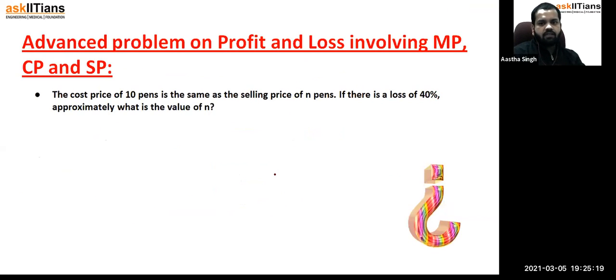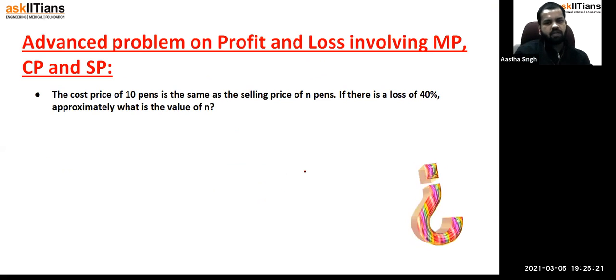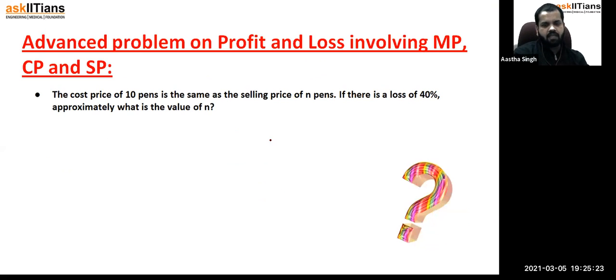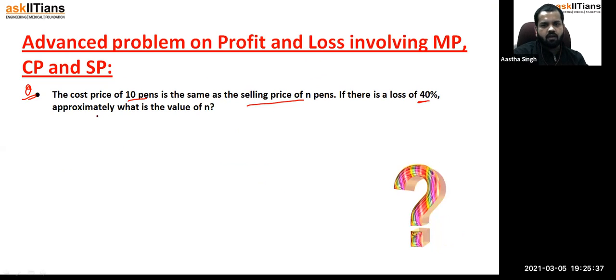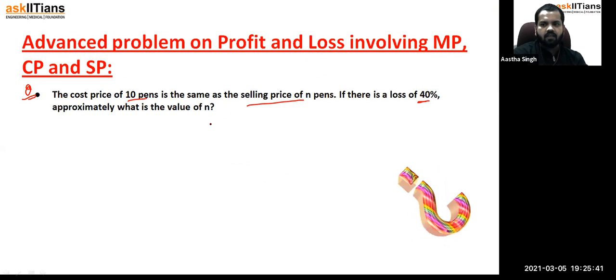So yeah, advanced problems on profit and loss involving MP, CP, SP. The cost price of 10 pens is the same as the selling price of n pens. If there is a loss of 40%, approximately what is the value of n? You have to calculate the value of n.